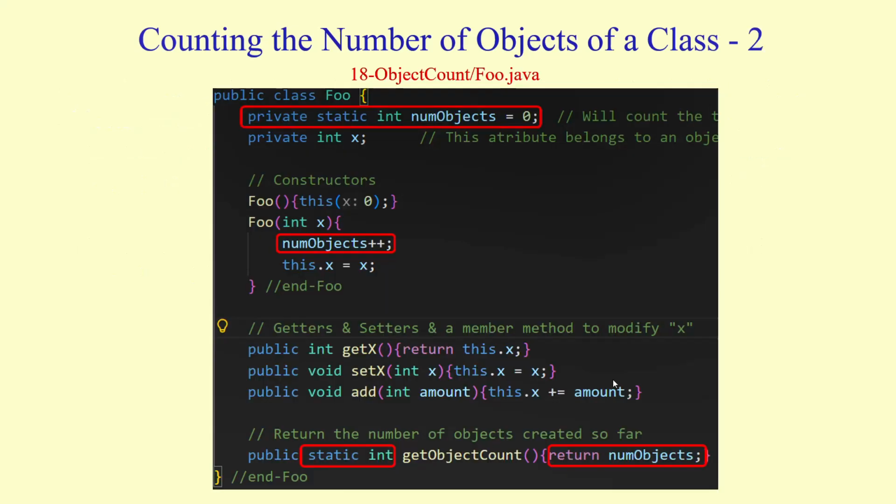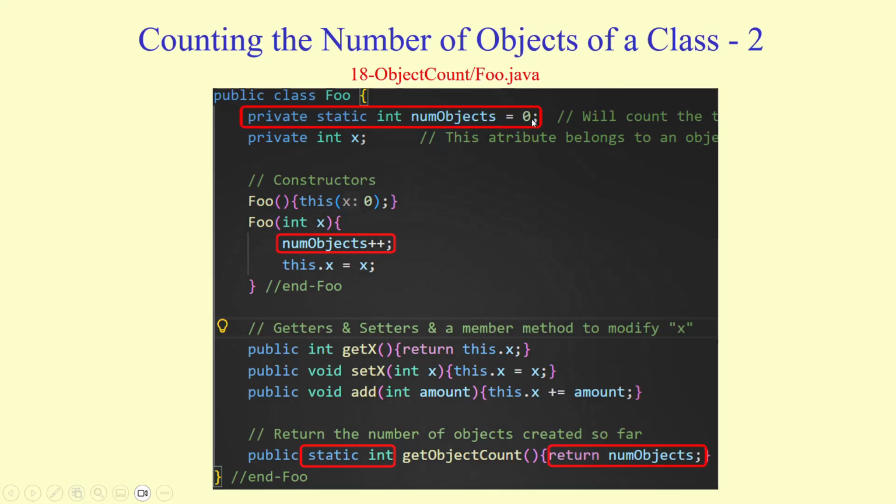Here is the actual implementation. This is numObjects initialized to 0. This is a static integer that belongs to the class. The class might have other member variables that belong to the instances or objects of this class, which in this case is x. So I have two constructors. And you can see that within the constructors, I'm just incrementing numObjects. So each time the new operator is used to create an object of the Foo class, I'm incrementing numObjects. We've got getters and setters and an add method to change the member variable x. But at the end, we have the static getObjectCount that returns numObjects.